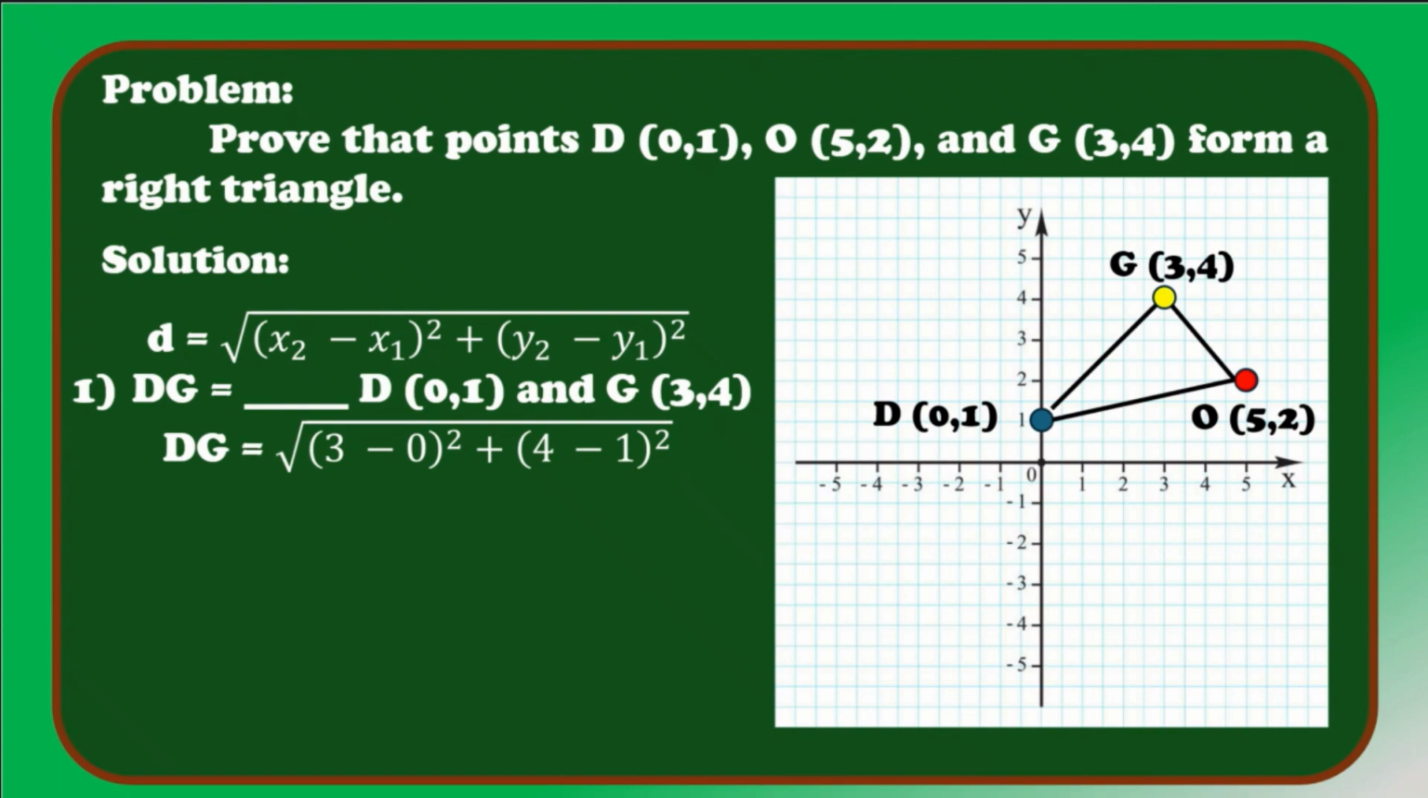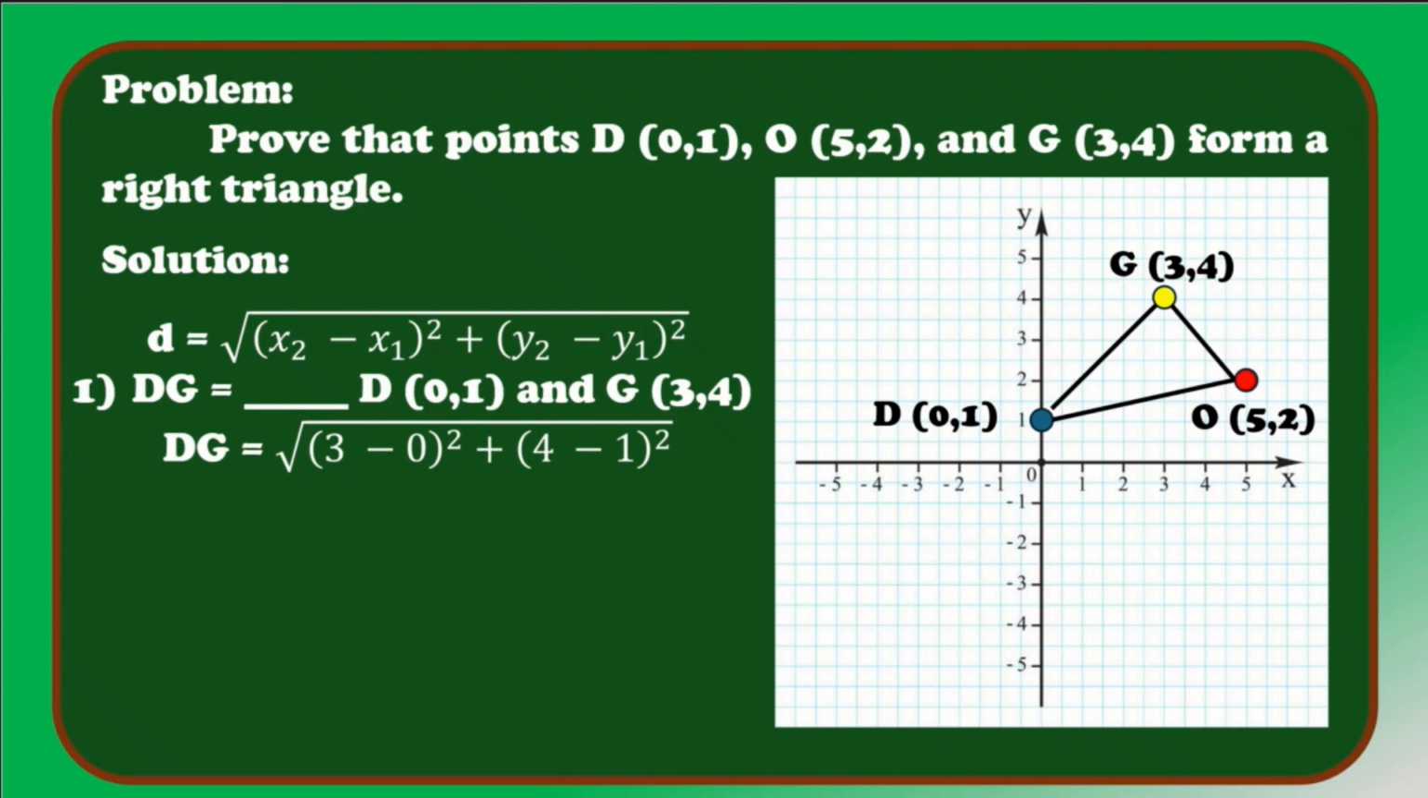You're going to ask me where the 3 came from. It is the x sub 2 that came from point G, and 0 is the x sub 1 that came from point D, where 4 is the y sub 2 that comes from point G, and 1 is the y sub 1 that comes from point D.